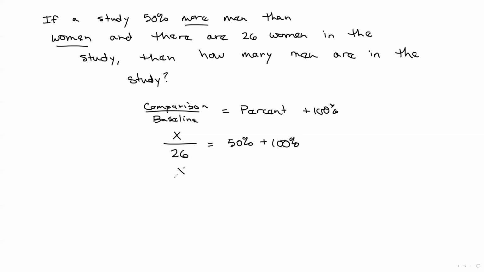And so you get X over 26 equals 150%, which as a decimal is 1.5. Then X equals 26 times 1.5, which equals 39. So that means there will be 39 men in the study.